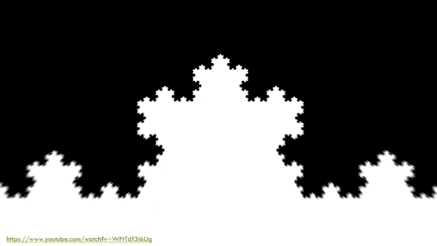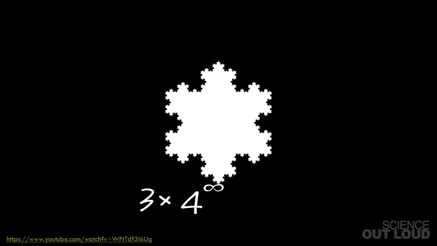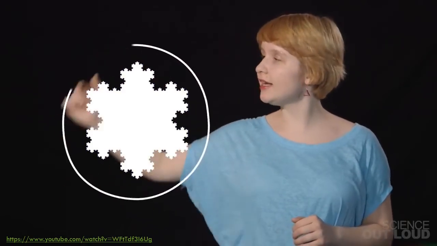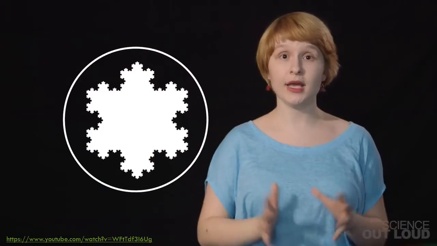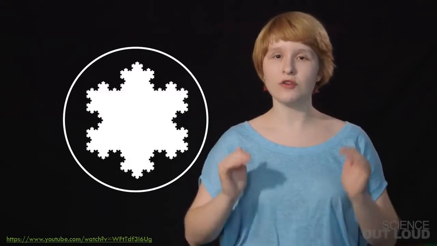If we do this an infinite number of times, we'll get infinitely many sides, so the perimeter of the Koch snowflake will be infinite. But the area of the Koch snowflake wouldn't be infinite. If I draw a circle with a finite area around the snowflake, it will fit completely inside, no matter how many times we increase the number of sides. So the Koch fractal has an infinite perimeter, but a finite area.